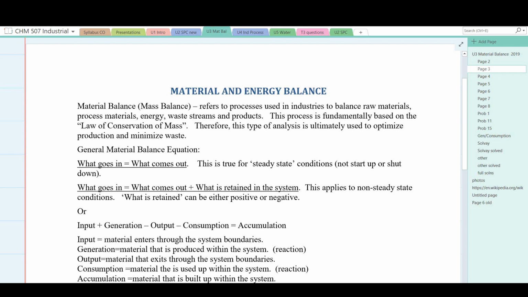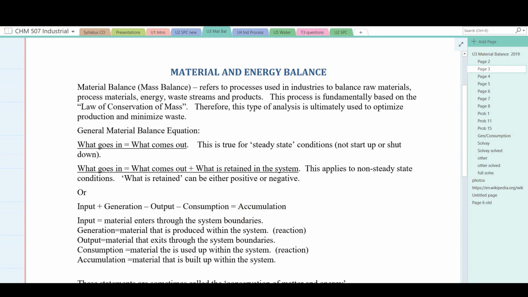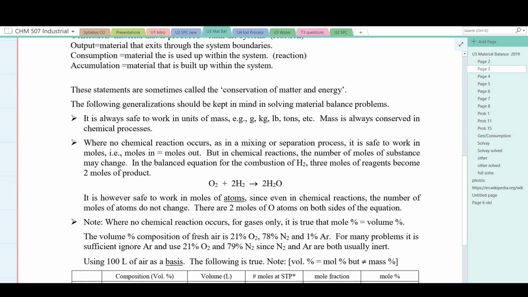So you'll be solving equations. What equation will you solve? What goes in is what comes out. That's the equation. And that's true for steady state conditions, not for startup or shutdown. If you're starting up the process, you might be putting more in than what comes out because there's retention. Or if you're shutting down the process, you might be getting more out than you're putting in because you're emptying the process. But we'll typically work with steady state condition problems.